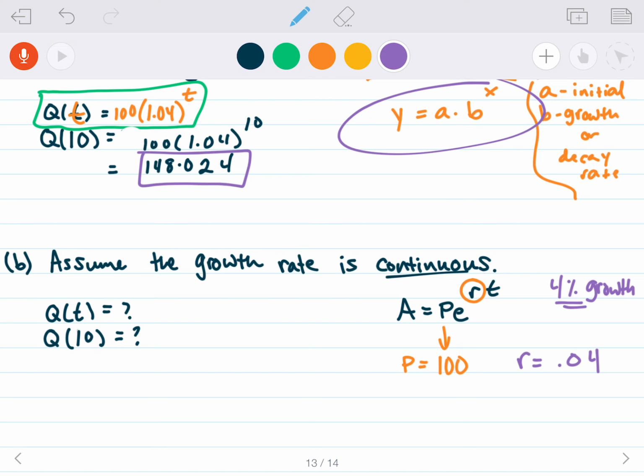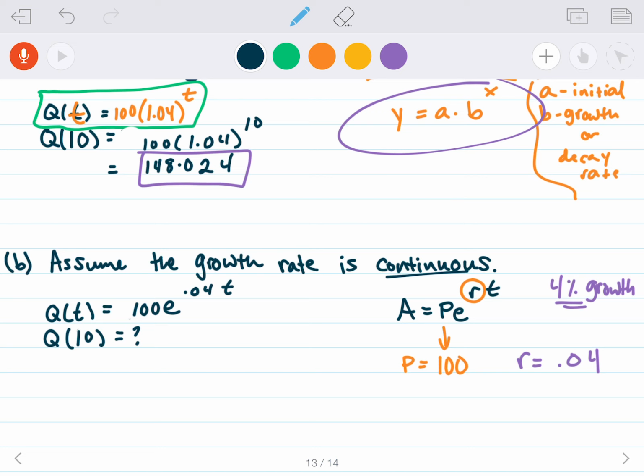And that's it. T is our independent variable, so we leave it alone. E is a number. And so Q of T in this case is simply going to be P times e to the r t. Okay, so that's our answer there.